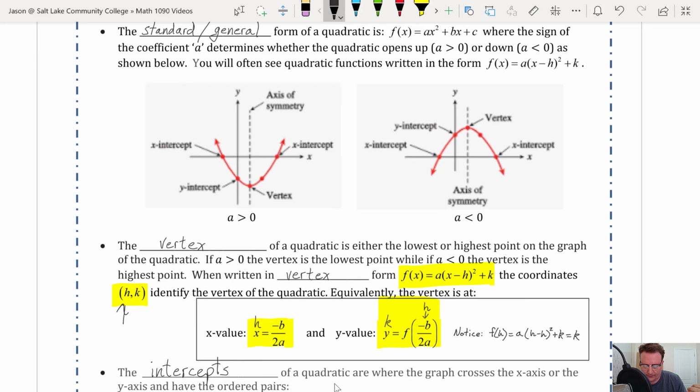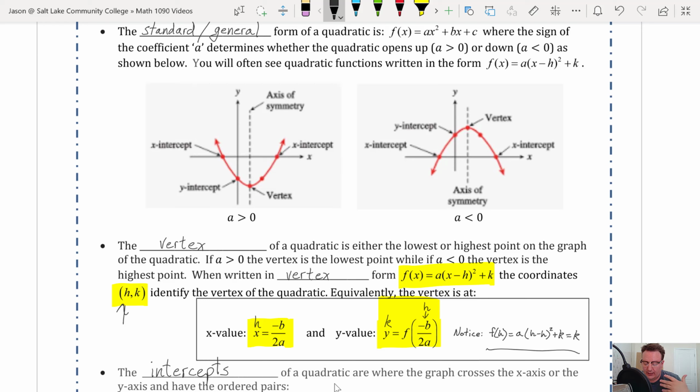If you're interested. And then how do we get k? Well, the simplest way perhaps is to just evaluate your quadratic function at h. Why is that? Well, if we write the function in this vertex form and we evaluate it at h, then what do we get? We get f of h is equal to a times quantity h minus h squared, which is just 0 squared, plus k. And of course, we just get a times 0 plus k, which is k.